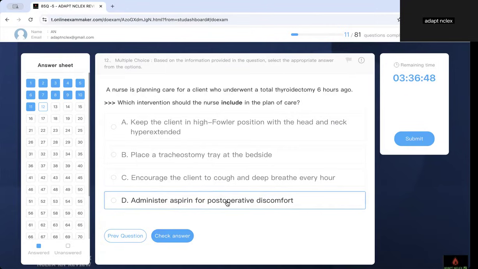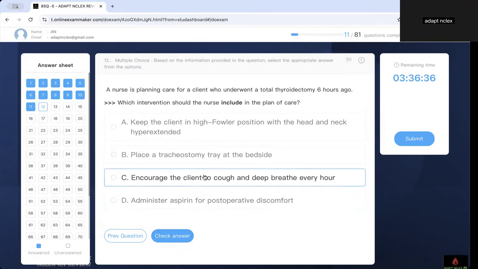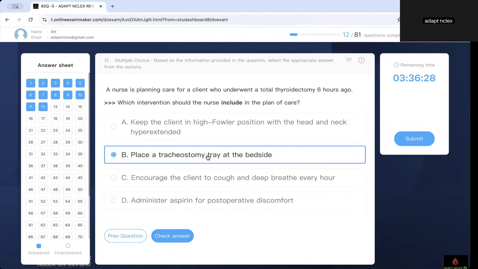You see, every concept I use 1, 2 words and I use it. If I'm worried about your airway and your bleeding, why would I have to give you aspirin? Negative. If I'm worried about your airway and bleeding, why would I tell you to cough? Negative. If I worry about your airway and your bleeding, A, I will have a tracheostomy at the bedside. If I worry about your airway and your bleeding, I will not let you hyperextend your neck. That's your right answer, B.